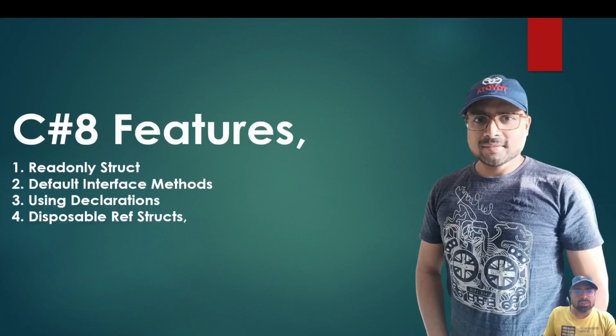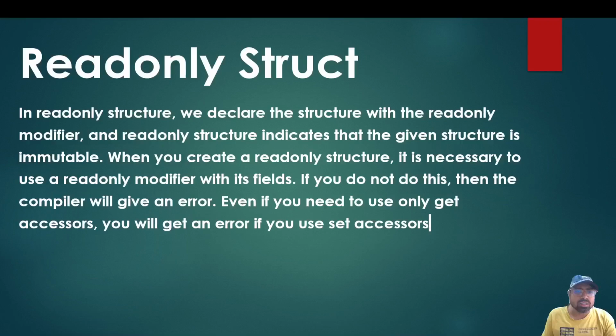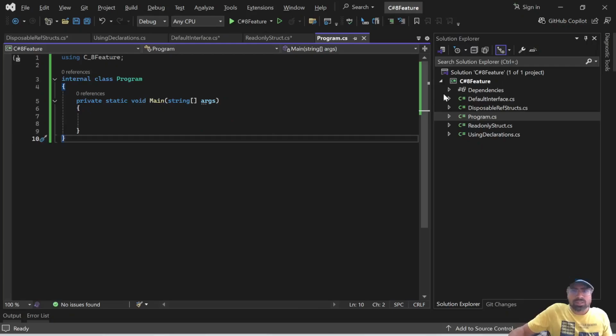Now in C# 8 we can create a structure as read-only also. So what is the advantage? In that case, the structure should be immutable. Whenever we create a structure as read-only, all properties will be read-only, like they can define only get, not set. Let's take an example. If you define a set without read-only, then you can get the compile error. So let's take the example and discuss it.